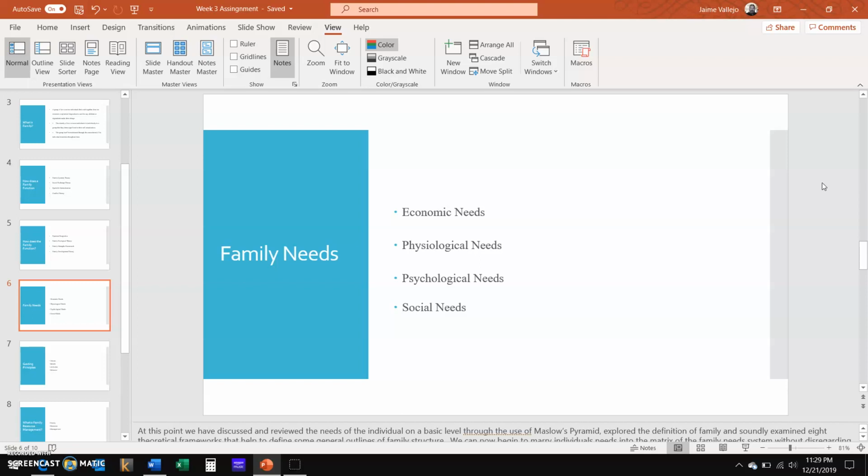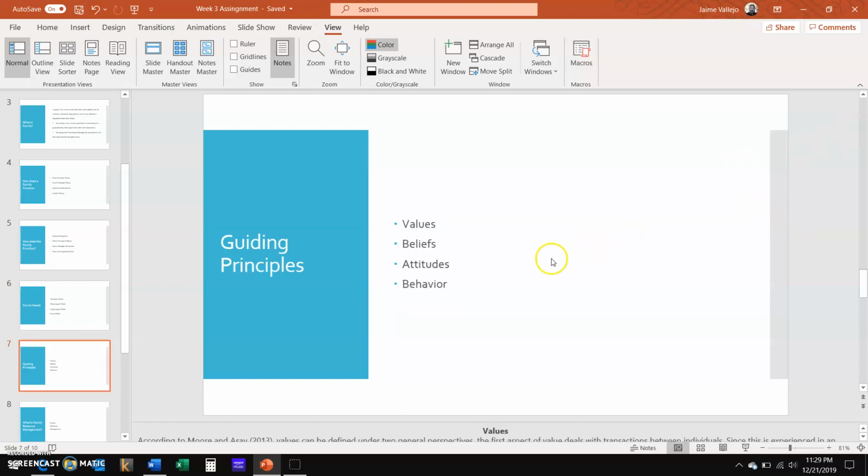After we get those, we can move on to the guiding principles of values. So values, beliefs, and attitudes and behavior play into, or actually add to, or reinforce what was stated about the needs of the family and the needs of the individual. I believe the family is a higher level of these principles.